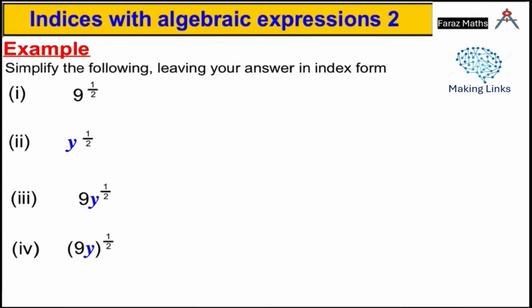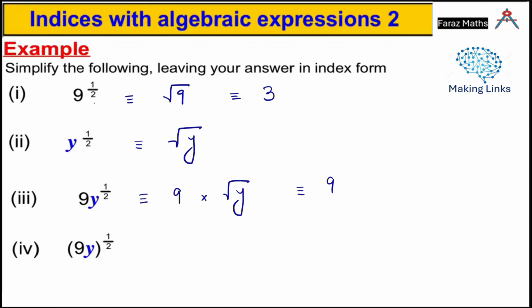Simplify the following, leaving your answer in index form. Okay, so whenever you have power 1 over 2, that means it is the square root. So 9 power 1 over 2 is equivalent to square root of 9. You can write it in both ways. And square root of 9, we already know the answer is 3. Y power 1 over 2 means square root of y. Now you cannot simplify it further. This one is 9 times square root of y. You can write it this way also, 9 square root of y, without the multiply sign.